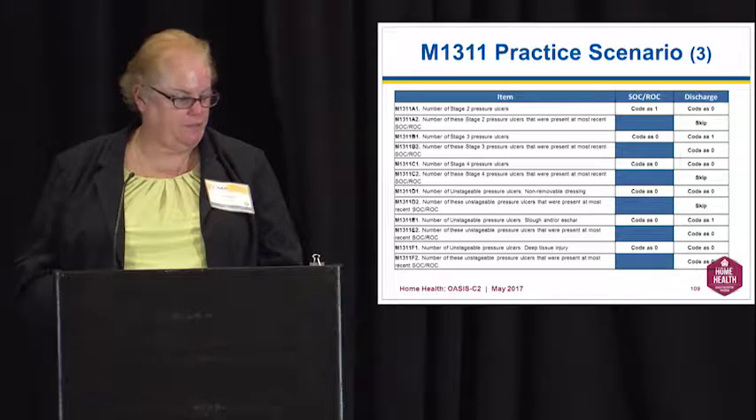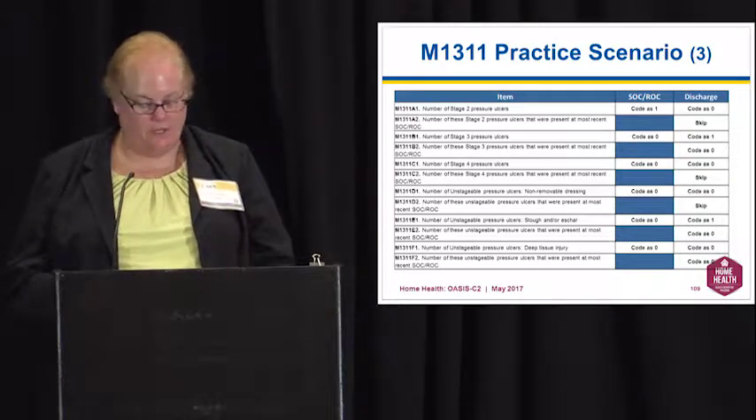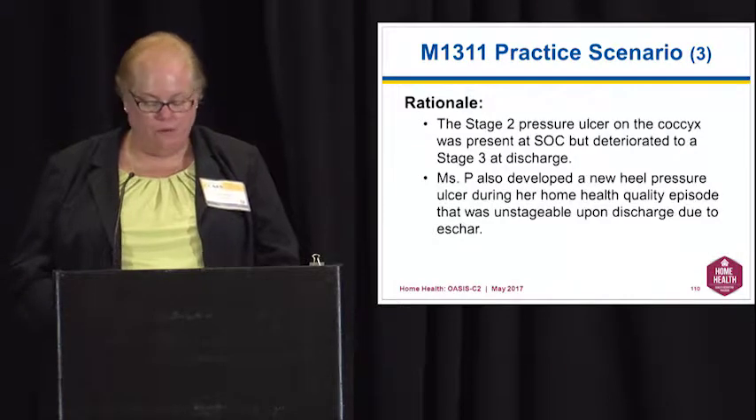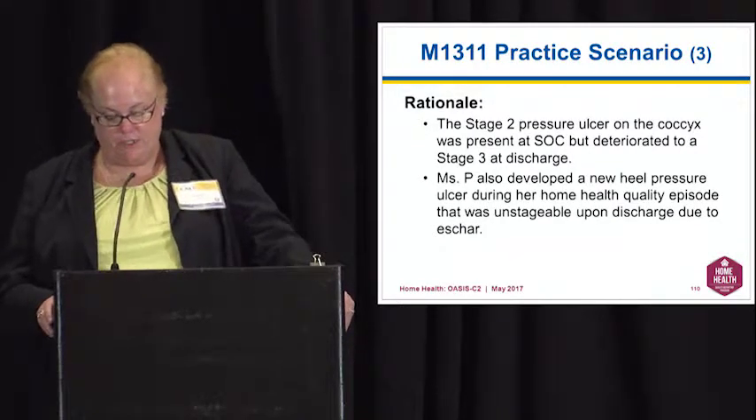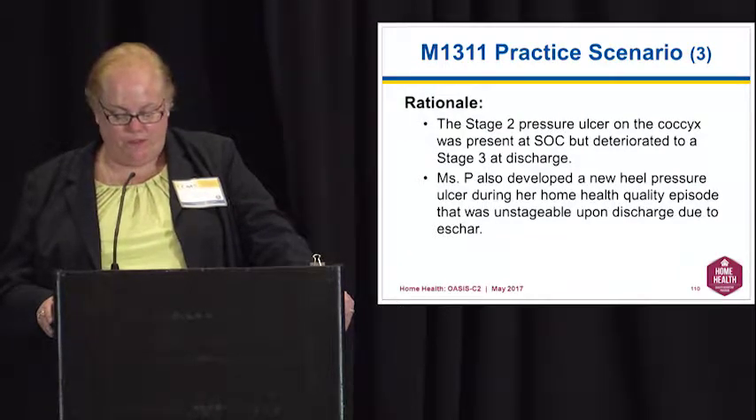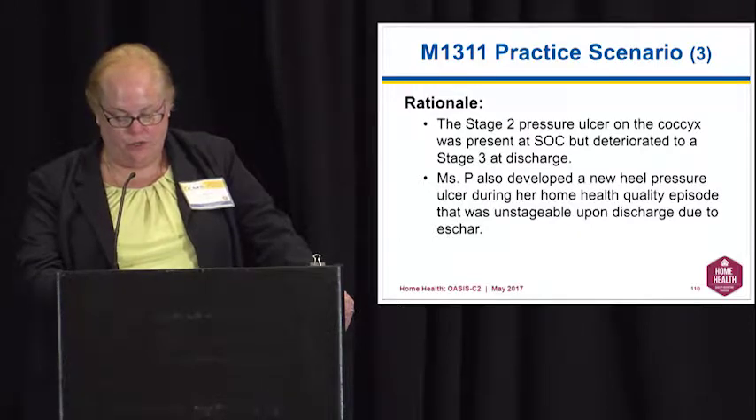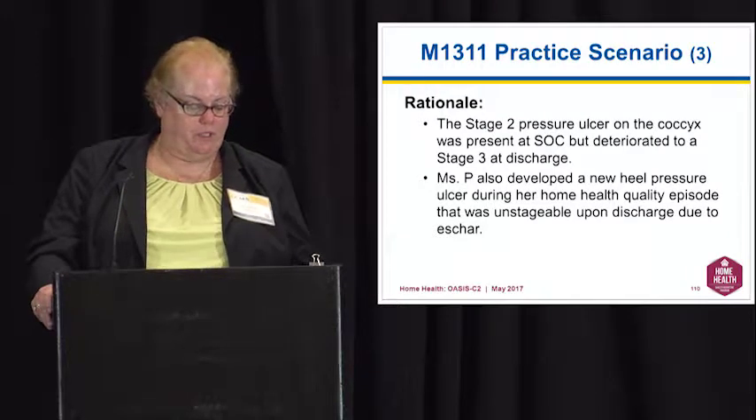So, okay. They put a 0 in there. It actually should be a skip. All right. So really what we're looking at here is the stage 2 pressure ulcer on the coccyx was present at the start of care but deteriorated to a stage 3. And Mrs. P also developed a new heel pressure ulcer during her home health quality episode that was unstageable upon discharge due to eschar. So we just need to say it was unstageable.